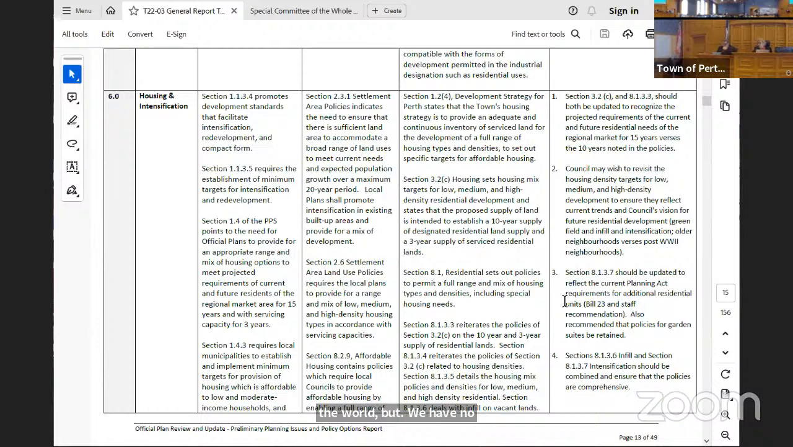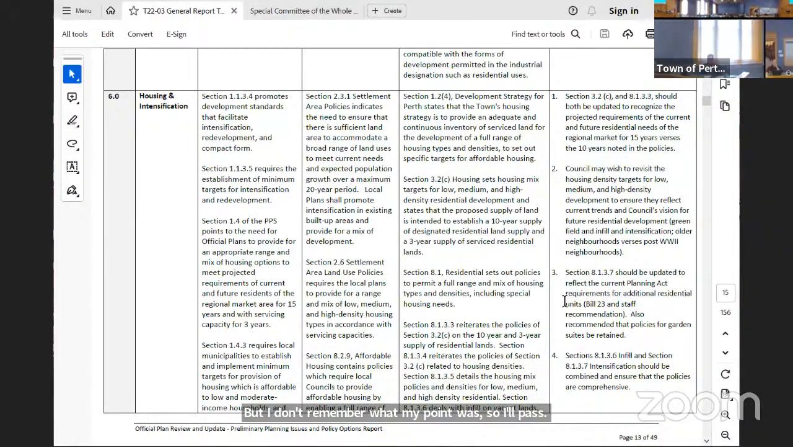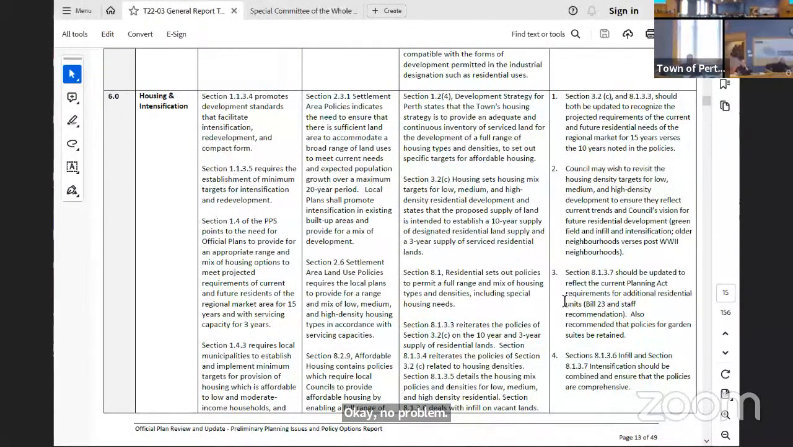That wasn't a question. Do you have a third one? I do, if I could read my writing. Land compatibility. But I don't remember what my point was, so I'll pass. Okay, thank you. Councillor Bolt. No further question. Okay. Councillor McPherson.